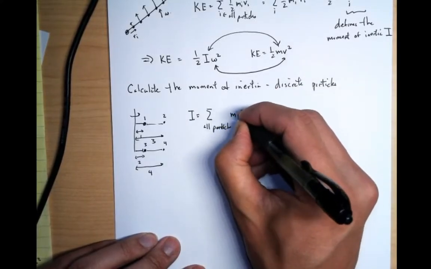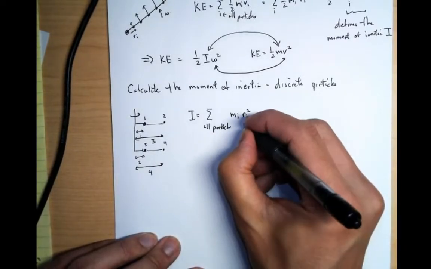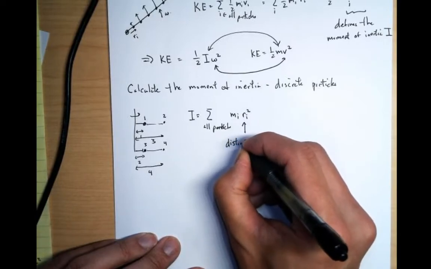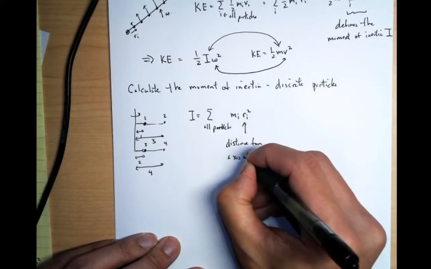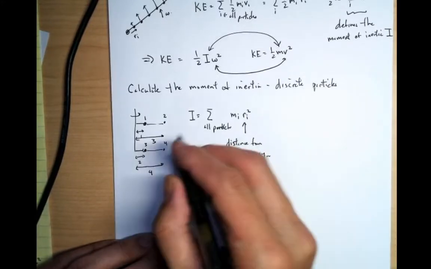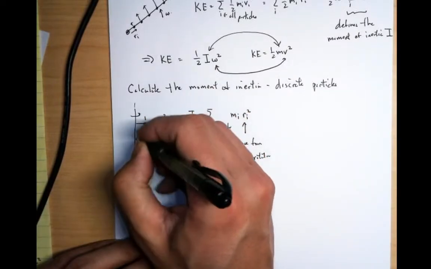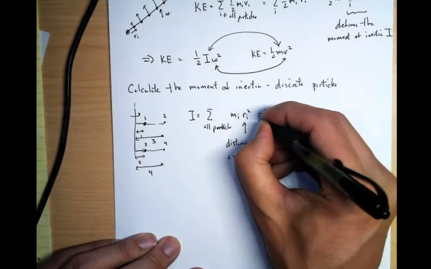Of m_i r_i squared. So this r is very special. This is the distance from the axis of rotation. It's not some distance r to this point. This is the axis, so this is the perpendicular distance to that axis. So let's sum this up.